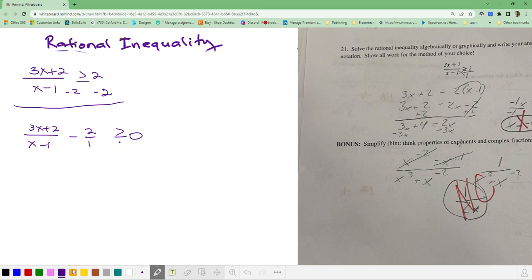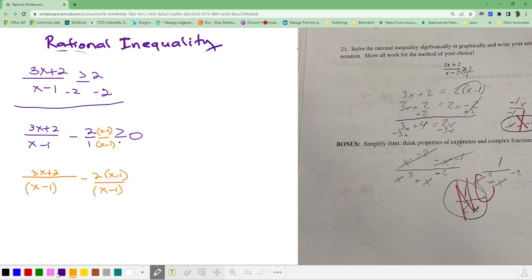Okay, so now we want to combine them because now you have two terms, so therefore we need to multiply this by (x minus 1) because that's your least common multiple, right? So now we can rewrite this as (3x plus 2), nothing will change, minus 2 times (x minus 1), over (x minus 1).